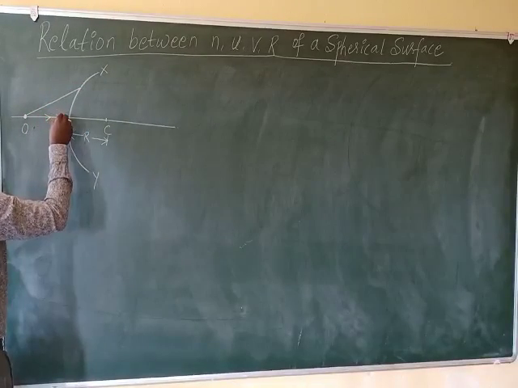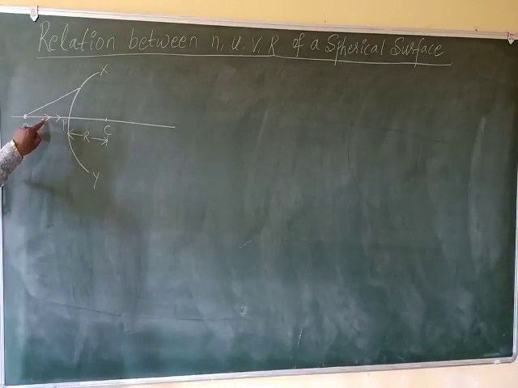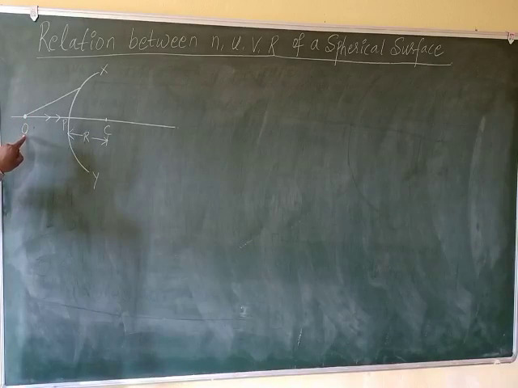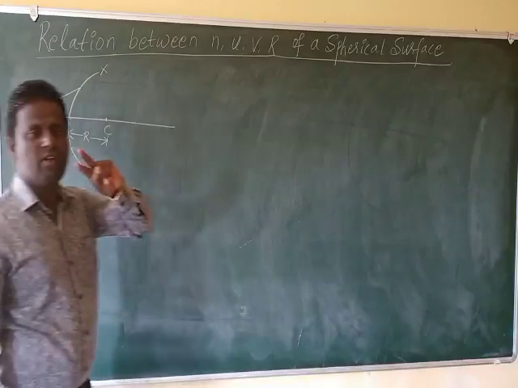Here the first ray is OP. The first incident ray is OP. O is the object. It sends two rays of light.